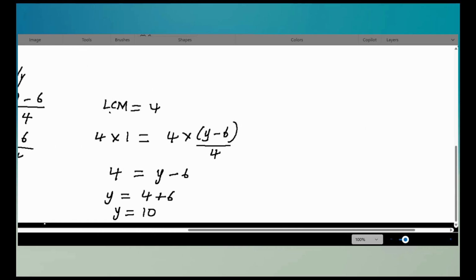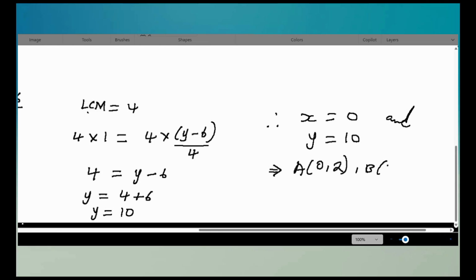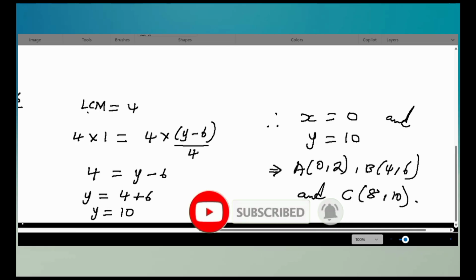Okay, so therefore x is equal to 0 and y is equal to 10. So this implies that our coordinate A will be (0, 2), then B is (4, 6), and C is (8, 10). Thank you.